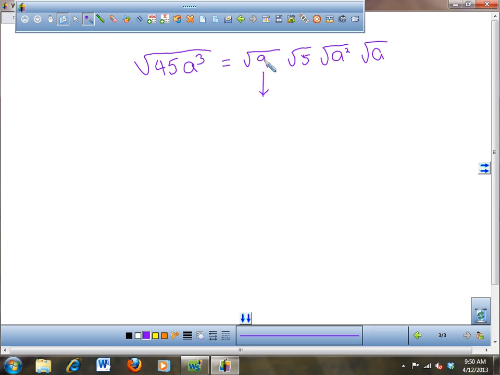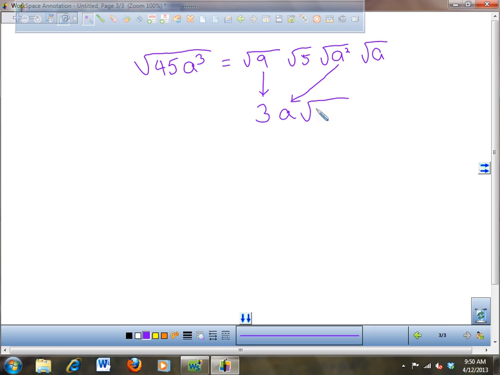What's the square root of 9? 3. What's the square root of a squared? A, because a times a will give you a squared. And then everything that you can't take out of the box, you leave inside the square root symbol. So that stays as 5a. So this simplifies to this. That's not an easy thing to do. So you try to pull out perfect squares, even when you have a variable.